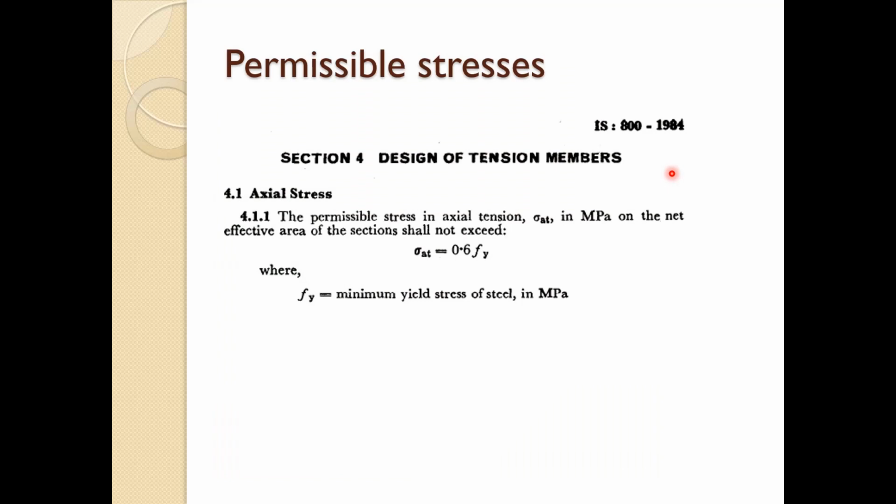Now the permissible stresses. As per IS 800 1984, in section 4, where the design of tension member has been specified, we have clause 4.1, that is axial stress. The permissible stress in axial tension, that is sigma_at in MPa on the net effective area of the section, shall not exceed sigma_at equals 0.6 Fy, where Fy equals the minimum yield stress of the steel. So this is the permissible stress which is given by IS 800 1984.